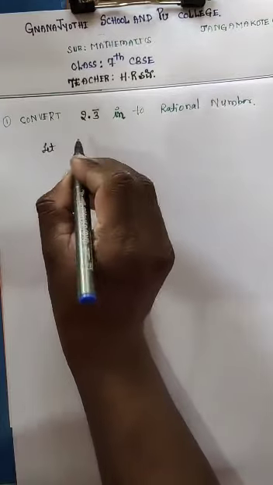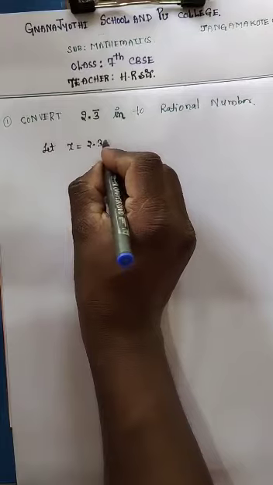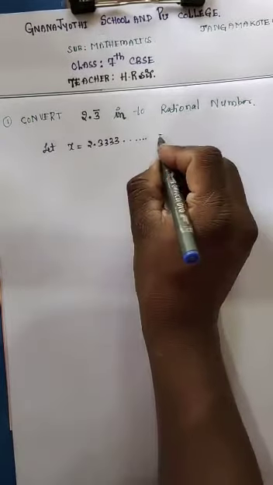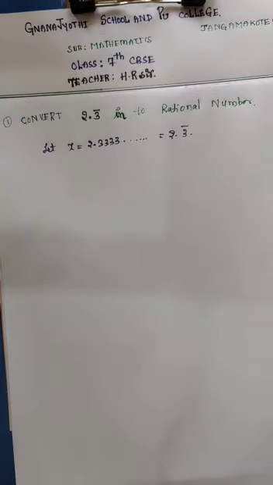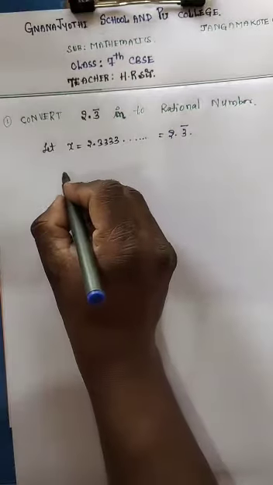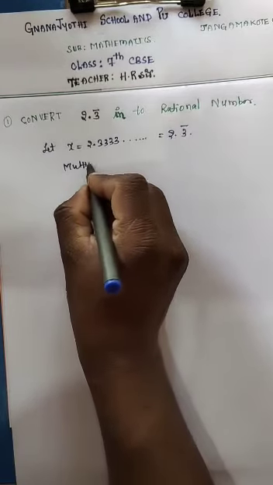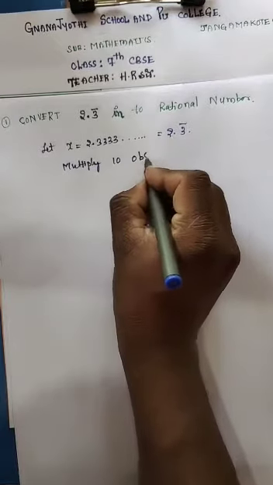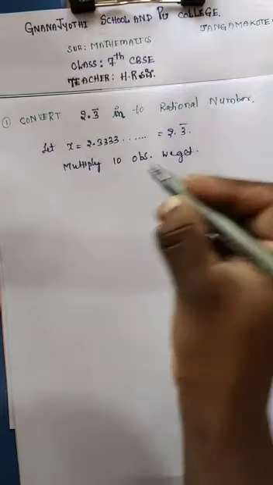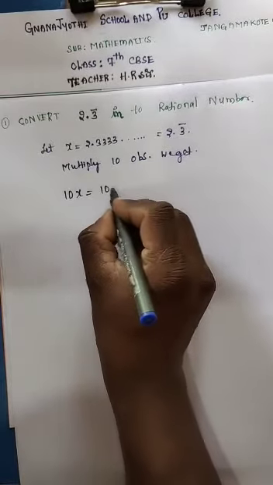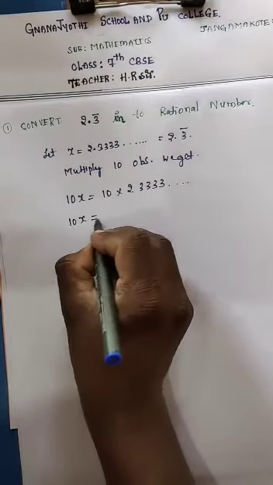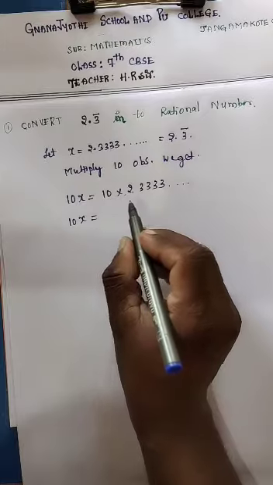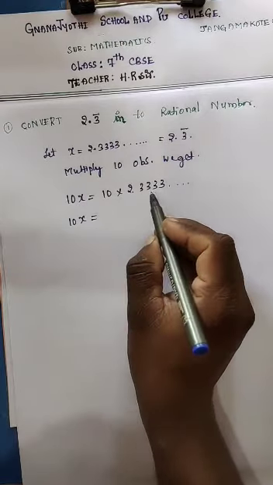So, I'm going to take x as 2.3333 etc., which is equal to 2.3 bar. Here 3 is recurring. Only one digit in the decimal part is repeating, so we can multiply by 10. We multiply 10 on both sides. We get 10 into x, 10x, equal to 10 into 2.333 etc. Here we multiply 10 into the given decimal 2.333.